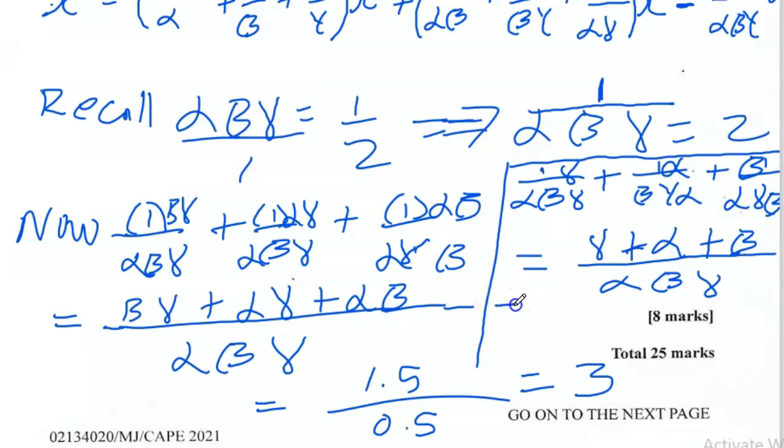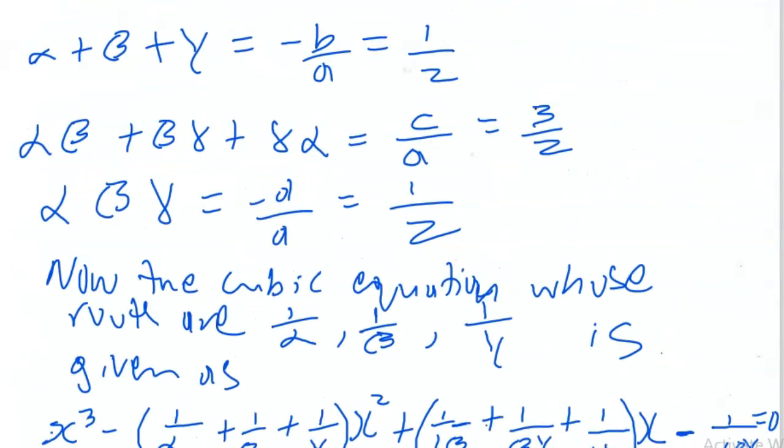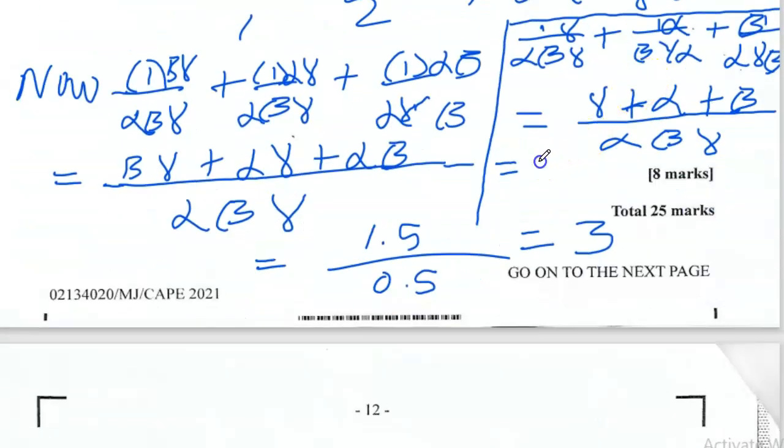Now, notice on the top is the sum of the roots, which I already found. Let's check what the sum was again. The sum of alpha, beta, plus gamma was half, or 0.5. So the numerator is 0.5, or half. Divide by, and remember what the value of alpha beta gamma was. The value of alpha times beta times gamma, we have it already here, was 0.5. So it's 0.5 divided by itself, which is equal to 1.